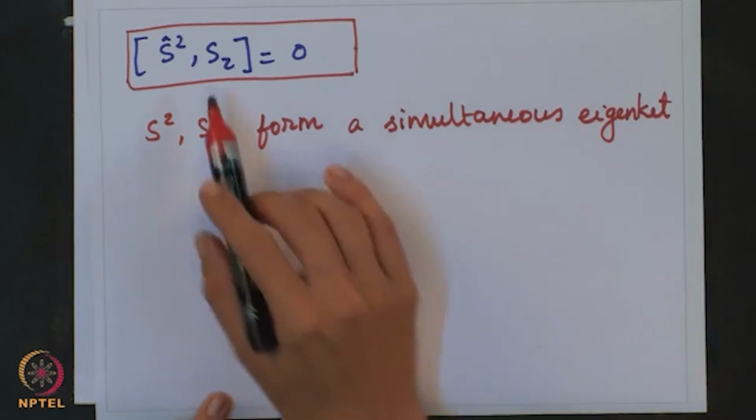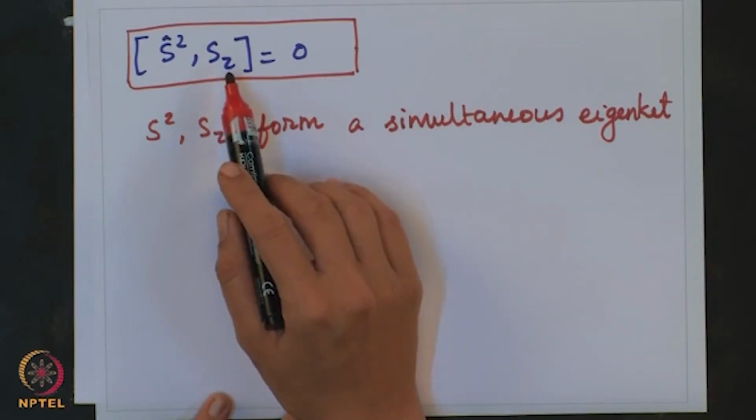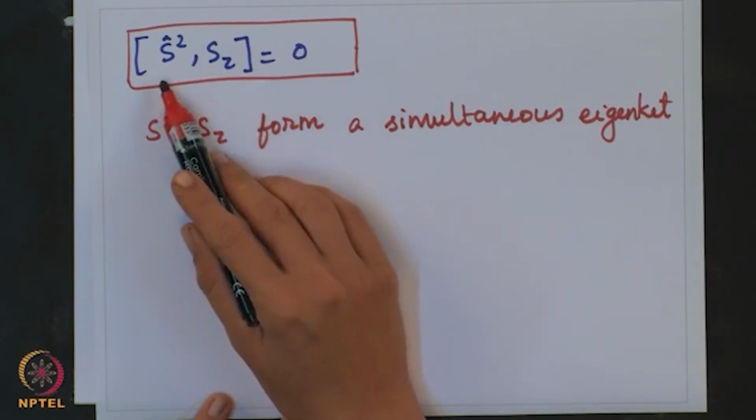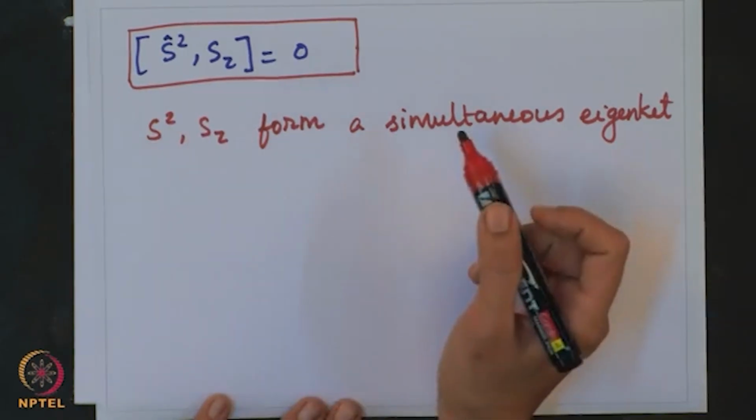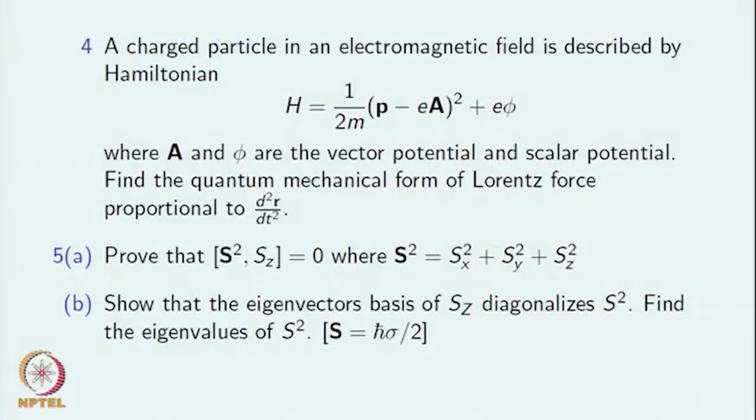So, eigenvalues and eigenvectors of Sz can help you to find out the eigenvectors of S square. In the second part you are asked to show that the eigenvector basis of Sz diagonalizes S square, and you have to find the eigenvalues of S square also.